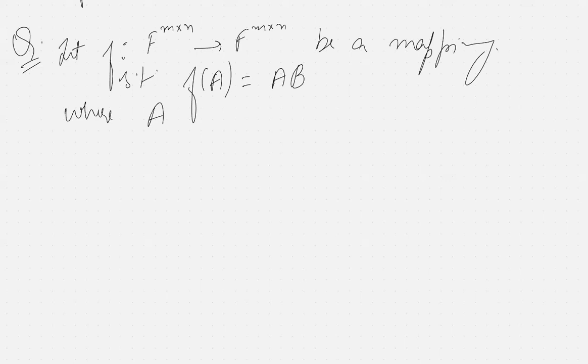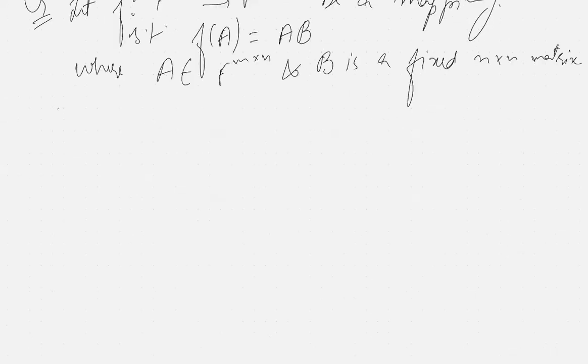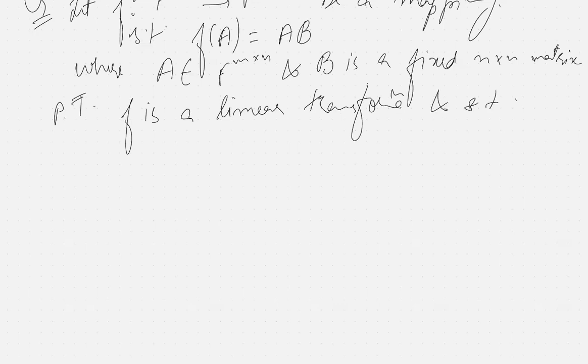And B is a fixed n × n matrix. F^(m×n) is the field of m × n matrices. So we have to prove that f is a linear transformation and show that kernel f is equal to {O} if and only if B is invertible. We will understand the question one by one.